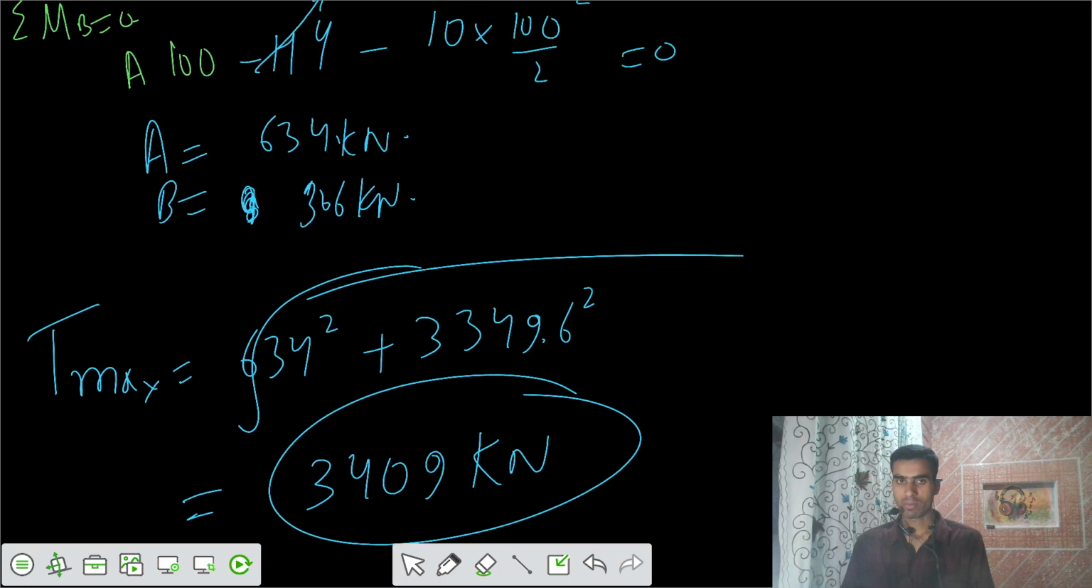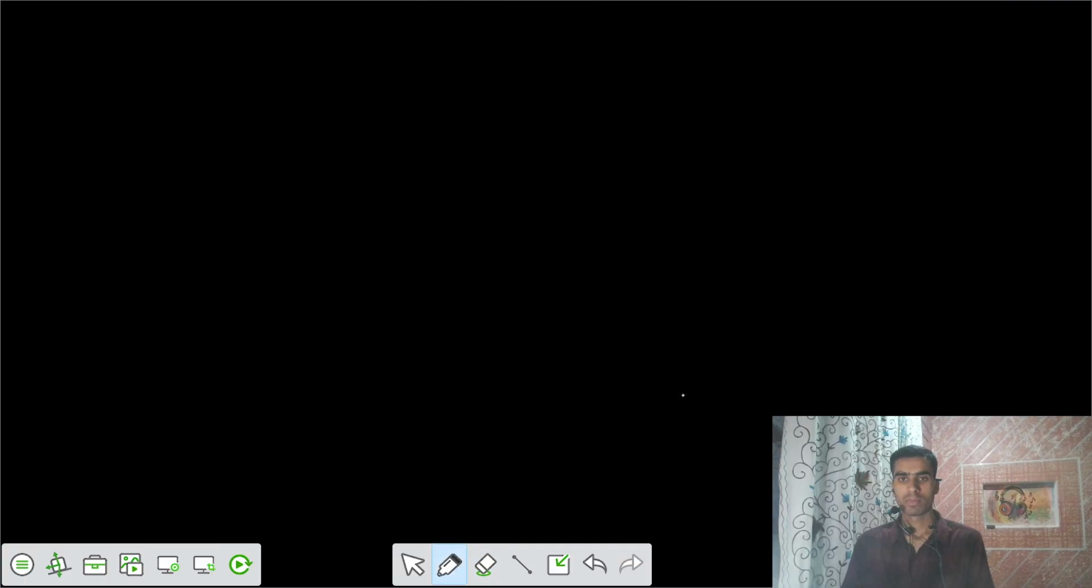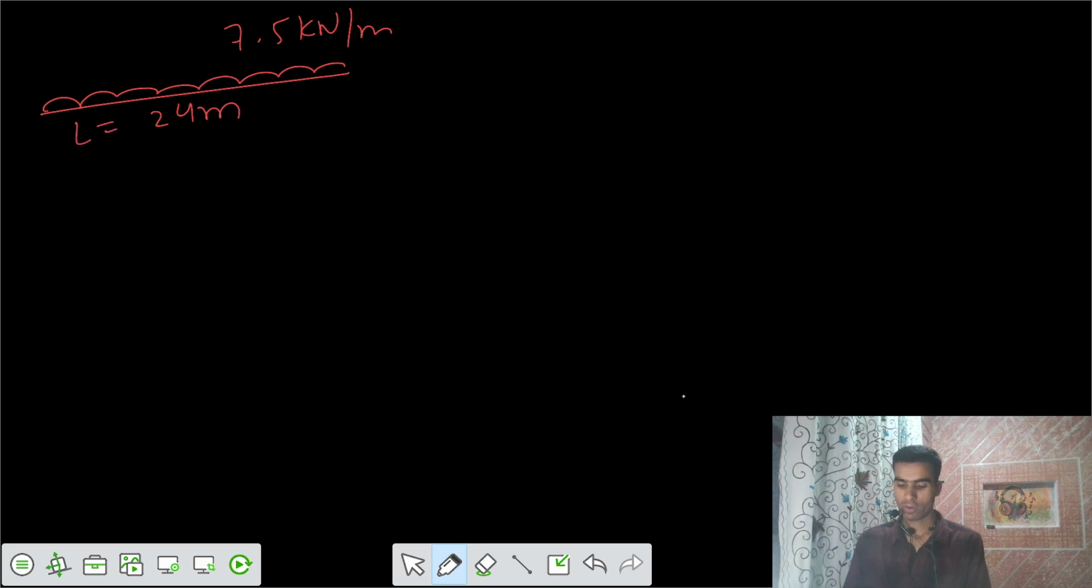Let's take one more problem. You have a loading of 7.5 kilonewton per meter. The length of the total span, the horizontal length, is L equals to 24. Now the two supports are at different levels. One support is here, support A, and the other is somewhere here. The elevation difference between them is 4.5 meter.